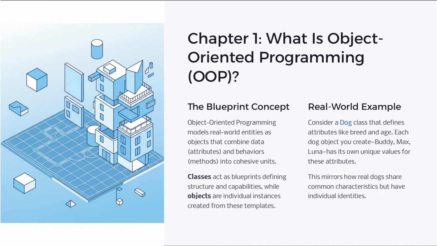Object-oriented programming, OOP, models real-world entities as objects, combining data and behaviors into cohesive units. Classes serve as blueprints, defining structure and capabilities, while objects are instances created from these templates. For example, a dog class defines attributes like breed and age, with each dog object having unique values, mirroring real dogs' shared characteristics and individual identities.